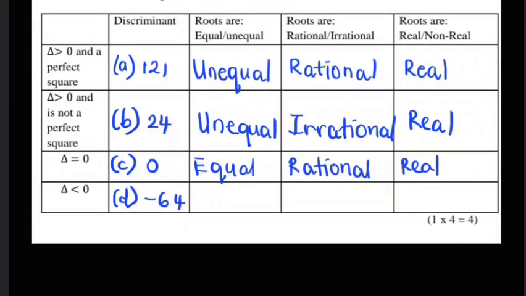So are the roots equal or unequal? That is not applicable since there are no roots. They are neither rational nor irrational, but they are non-real, so they do not exist.